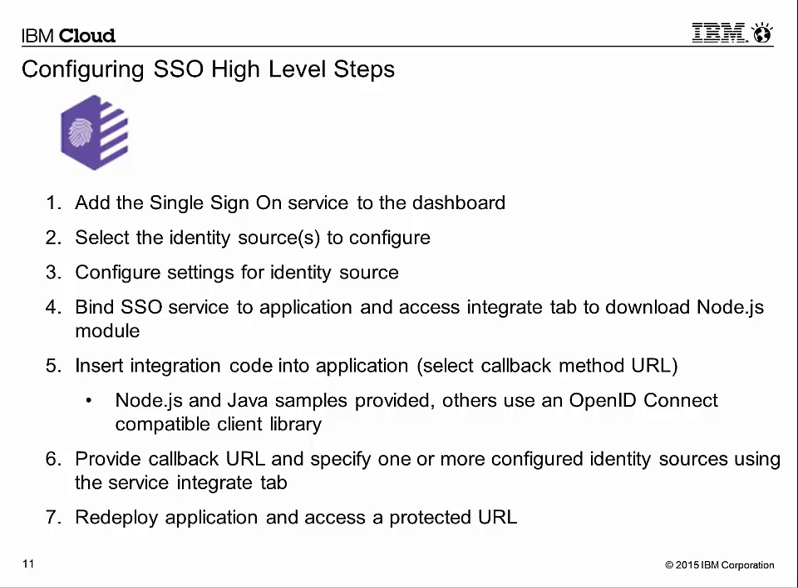Insert the integration code into your application. The Bluemix documentation pages include Node.js and Java samples, but other programming languages can be used as well, as long as you have an OpenID Connect client compatible library. Provide the callback URL and then specify one or more configured identity sources using the Single Sign-On Service Integrate tab, and then redeploy the application and access the protected URL to test out external authentication.